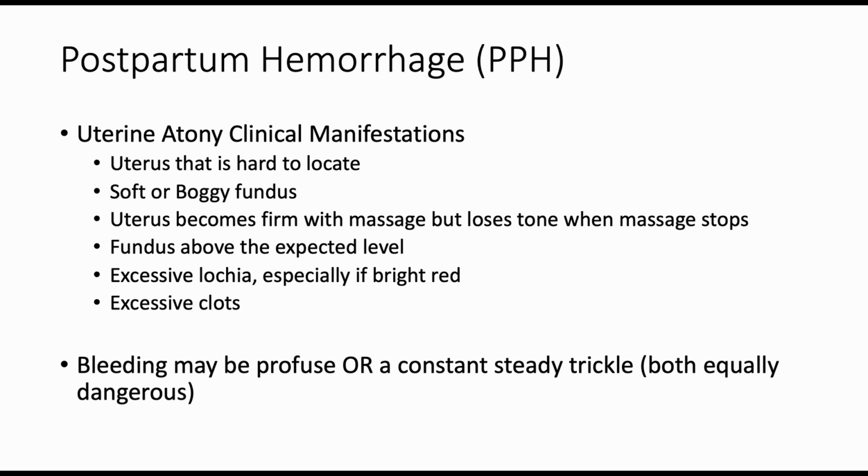If the uterus becomes firm while we're massaging it, but then the second we stop, it goes right back down to being spongy, that's atony, right? The muscle can't maintain that tone. If the fundus is above the expected level, so we expect it to be 1 centimeter below on day 1 postpartum, and it's not making its way down, we're going to consider that atony is the reason why. Excessive lochia, so this is going to be excessive bleeding, hemorrhage, excessive clots. And again, the bleeding may be profuse or a constant steady trickle, both equally dangerous because there should be no constant bleeding.